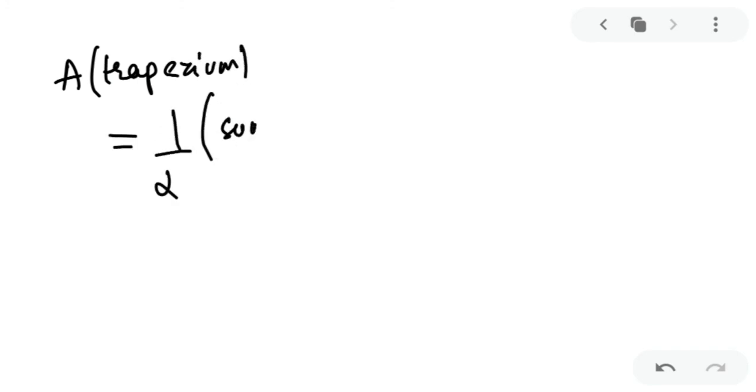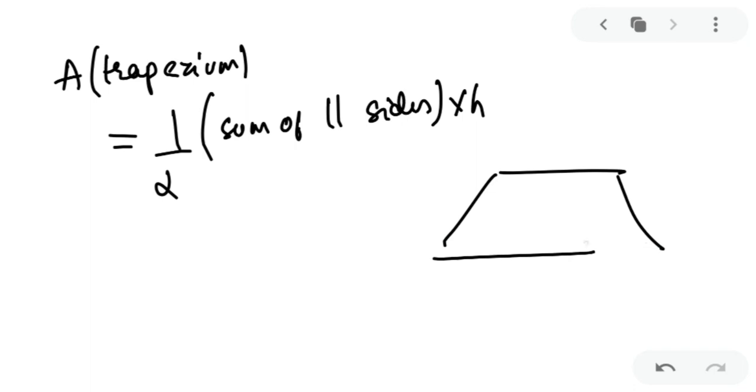My dear kids, area of trapezium. For the area of a trapezium, we have half the sum of parallel sides into height. So a trapezium is something like this. You have the parallel sides and you will be given the height.